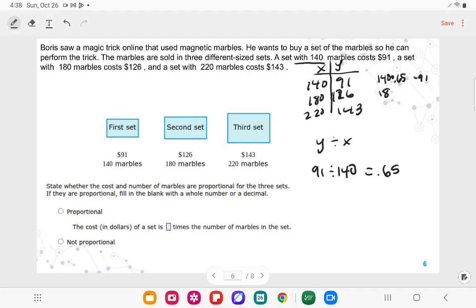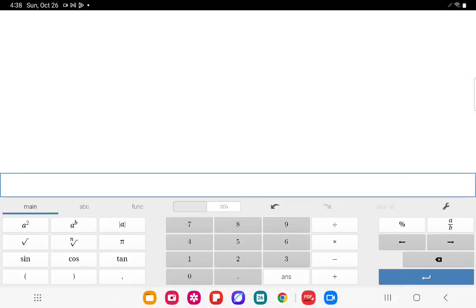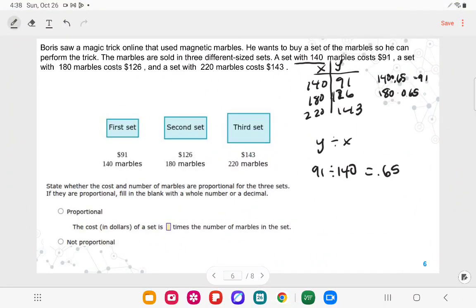Now, if this holds true, 180 marbles times my 65 cents should give me 126, and we'll test that. 180 times 0.65 is 117, which does not match this 126. So it is not the same cost per marble. In fact, to get 126, the price would have to be higher. So I'm going to say that this is not proportional. I don't need to worry about filling in that sentence because it's not, and I move on.